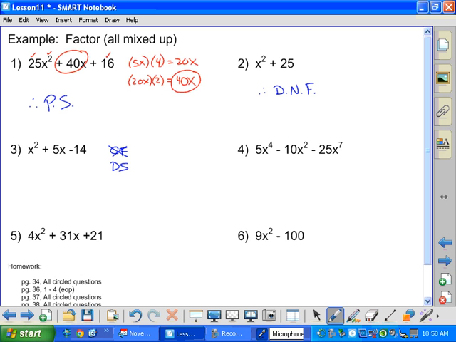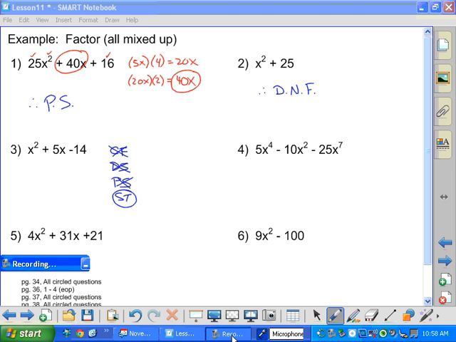Difference of squares, DS. No, because there's three terms. What about a perfect square? Can't take the square root of 14, so it's not a perfect square. Simple trinomial, ST. It could be, because there's no number in front of the x squared, so we can go ahead and use the simple trinomial. So in this case, you're going to have a simple trinomial to deal with, if it factors.